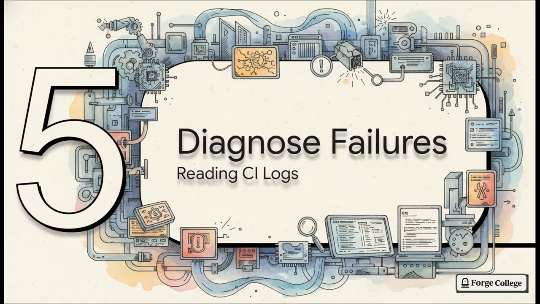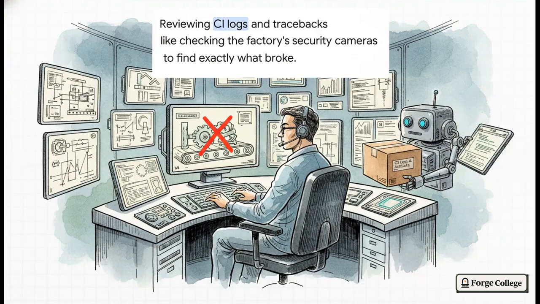Moving on to Section 5, Diagnosing Pipeline Failures. Because let's face it, even the most well-engineered, AI-assisted factories occasionally break down. Diagnosing these failures is exactly like reviewing a factory security camera footage. When that dreaded red X appears on your GitHub pull request, you shouldn't have to pull all the code down to your laptop and rerun the whole test suite locally for 20 minutes just to find out what went wrong. You just go to the tape.